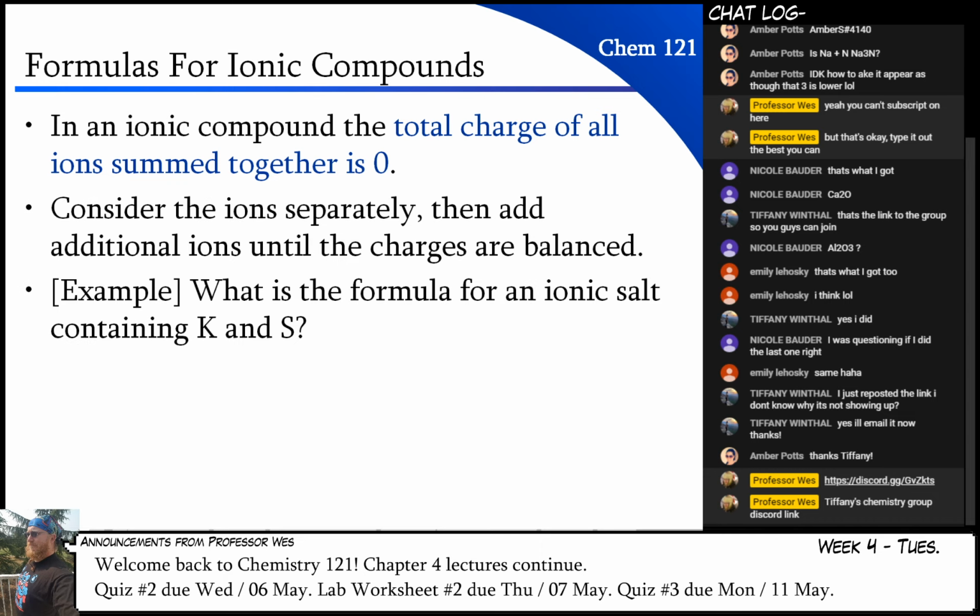For example, what's the formula for the ionic salt that contains these 2 things? Well, if you have potassium and you make it an ion, you know it has 1 valence electron. So if I get rid of it, it'd become that.